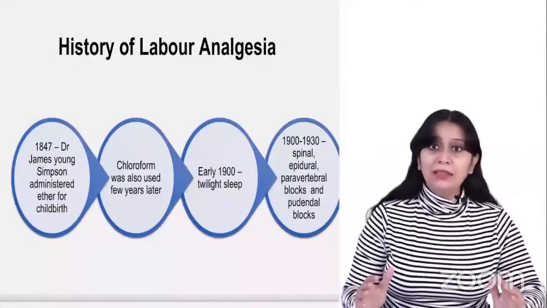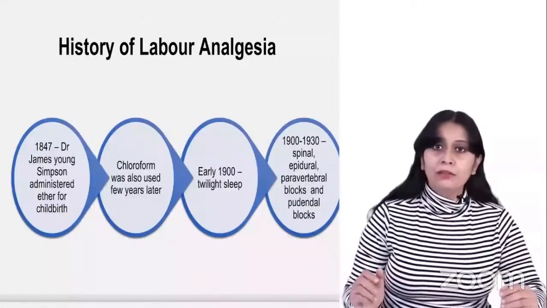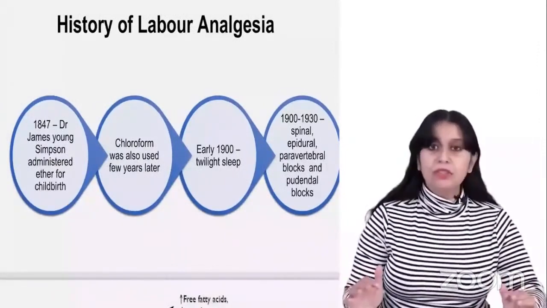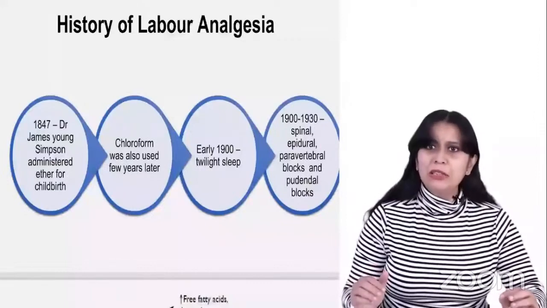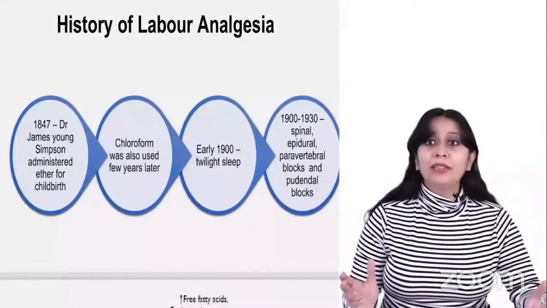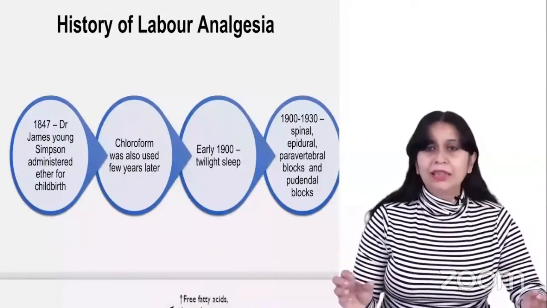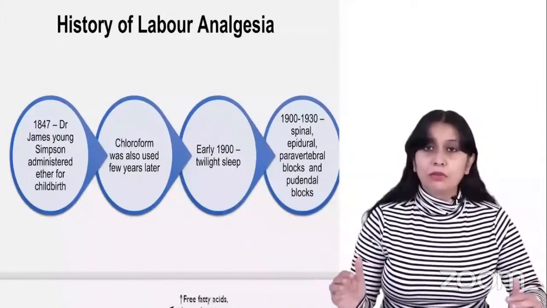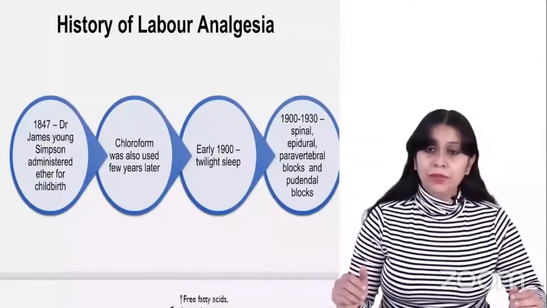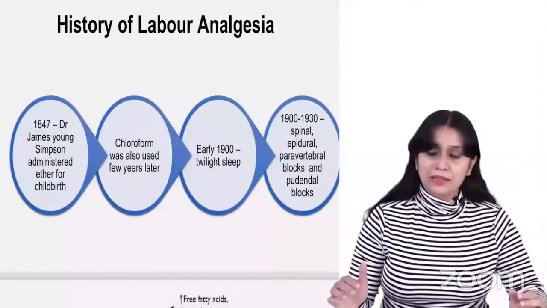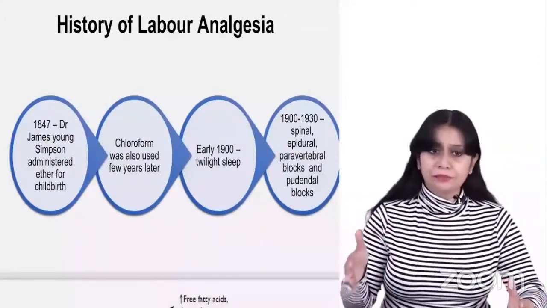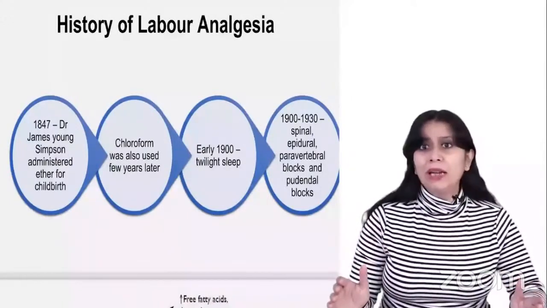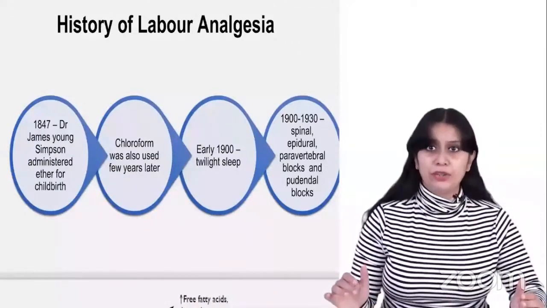And the history dates right back with the advent of anesthesia. First, for labor, ether was used by James Young Simpson. Then after a few years, chloroform was used. Then a very popular thing came, twilight sleep, which had a few drugs and hypnosis. And then came the real modalities of pain removal in labor with the advent and development of regional anesthesia. So from 1900 to 1930, spinal, epidural, blocks, all were used for labor analgesia. And today, the gold standard is considered to be epidural and its modifications.